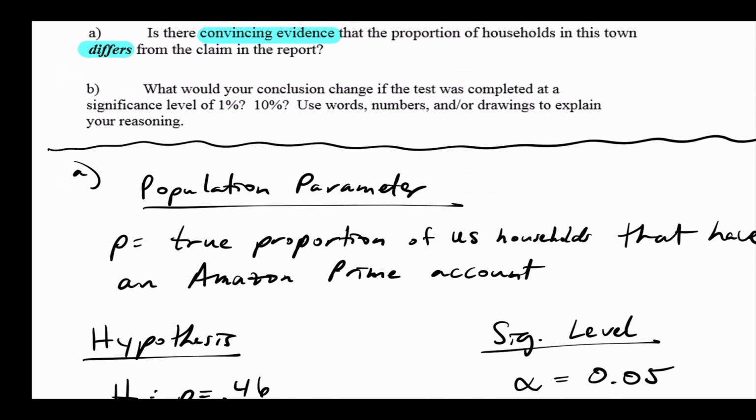So you'd explain in words, or explain in numbers, however you explain that. Conclusion would not change at a 1% or 10% significance level because the p-value is just too big. Okay? The p-value has to be smaller than the significance level.